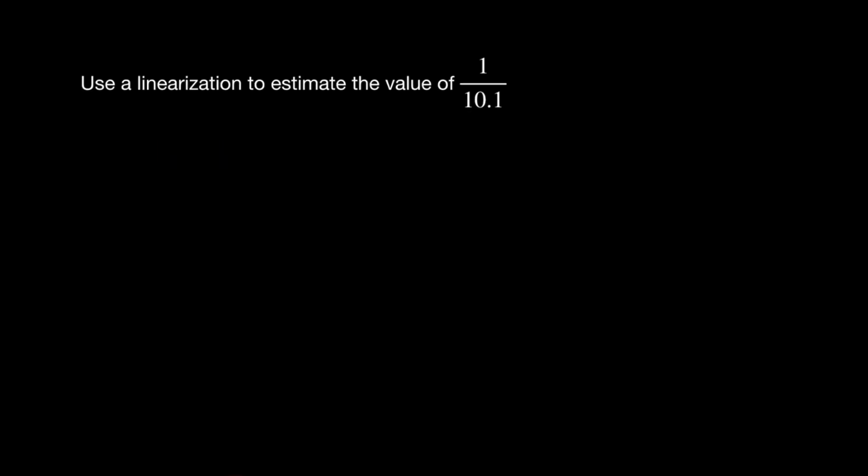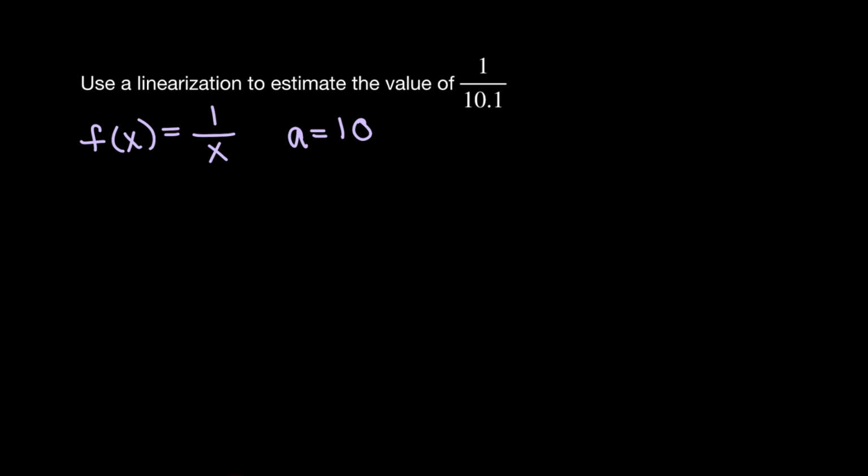Here's another example. Use a linearization to estimate the value of 1 divided by 10.1. This time they didn't give us a function or a point of tangency, so we're going to pick something that makes sense for this problem. I'm going to use the function 1 divided by x. So I'm going to let f of x equal 1 divided by x, and I can use that function to approximate 1 divided by 10.1.